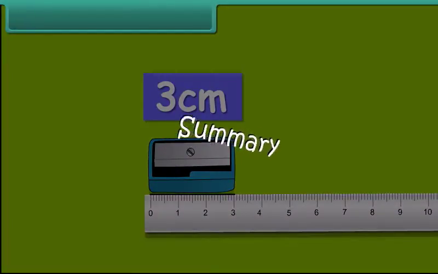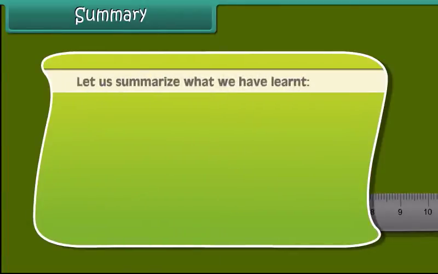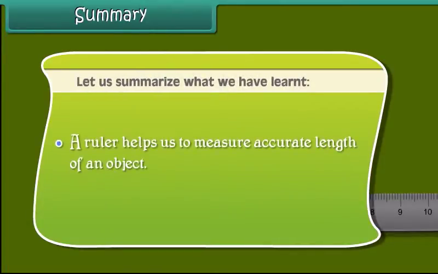Summary. Let us summarize what we have learned. A ruler helps us to measure accurate length of an object.